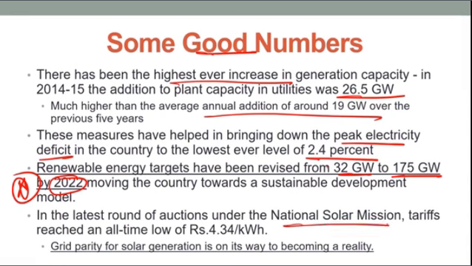The national solar mission is there. The tariff has been brought down to just 4.34 per kilowatt hour. Grid parity means the normal electricity should become at par with the renewable electricity. If this happens, then solar power will become the norm. So that can become a reality. Some interesting numbers: direct questions might not come, but might also come. Useful to remember some of these numbers.